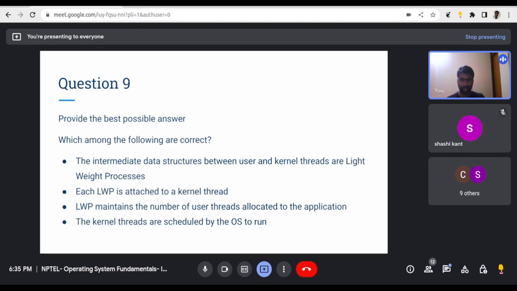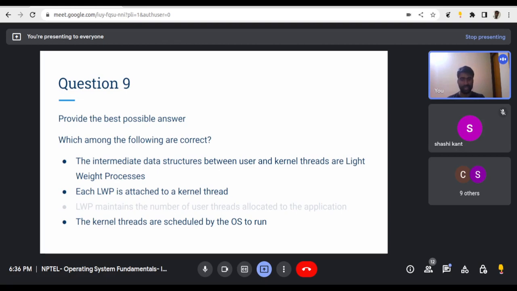And as I said, the kernel threads are actually scheduled by the OS to run in the processor. So those are the threads that actually get the CPU time. So yes, the lightweight processes, as I said, do not need to maintain the number of user threads. So user threads can be any high number. It does not matter until and unless the number of kernel threads is kept in check.